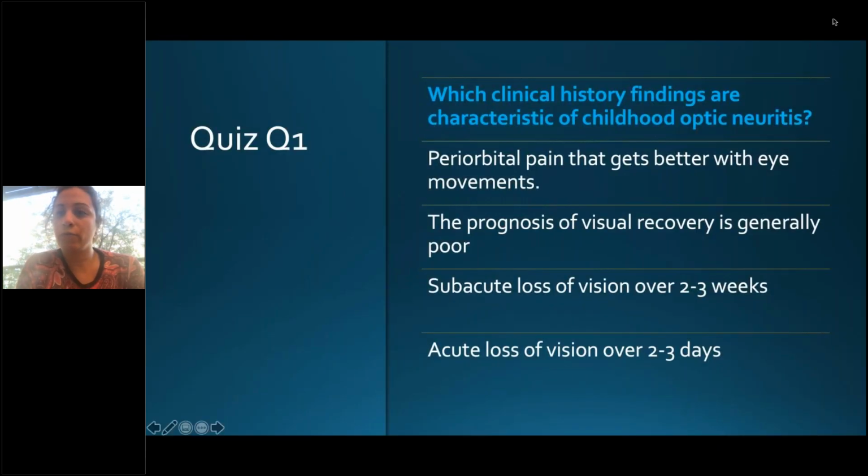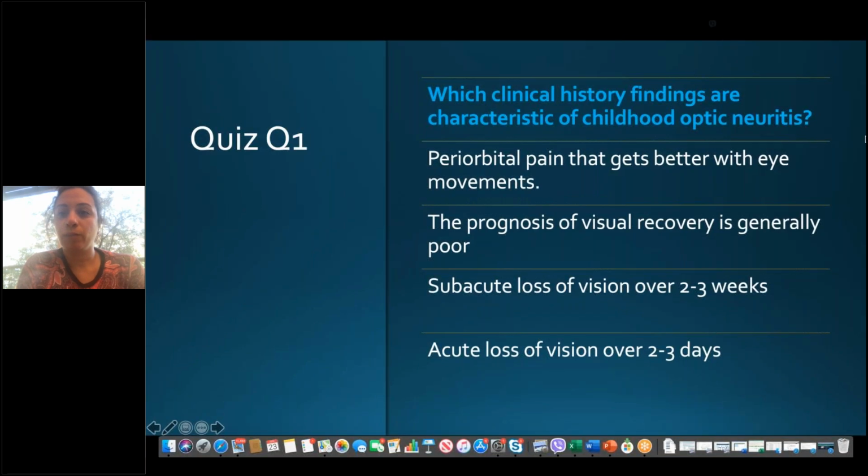Okay, let's start our 3-question quiz. So, what clinical history findings are characteristic of childhood optic neuritis? Periorbital pain that gets better with eye movements. Prognosis of visual recovery is generally poor. Subacute loss of vision. Acute loss of vision.